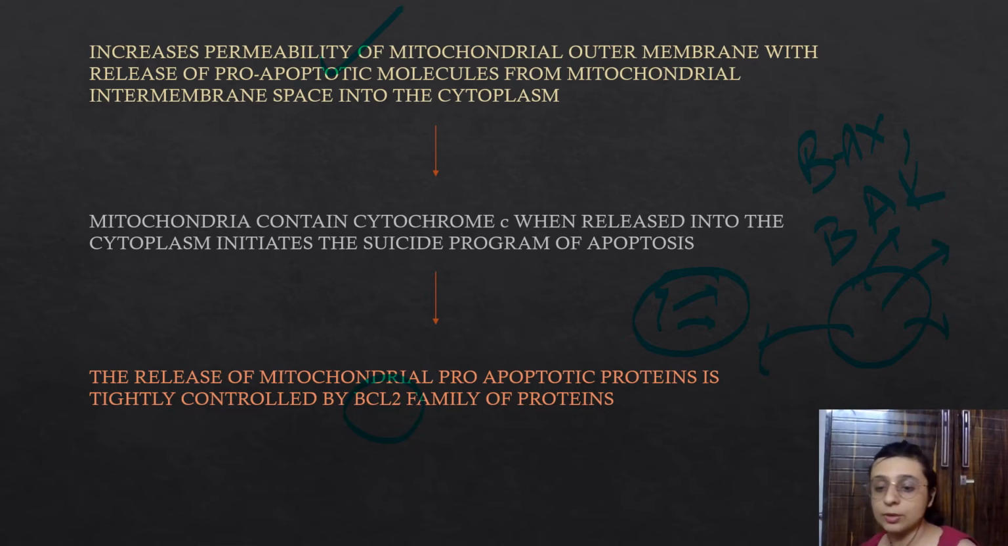So simply what you have to remember: when there is withdrawal of growth factors or DNA damage, all this damage will be sensed by sensors in your cell like ATM, which allows the activation of P53, and P53 will now activate the pro-apoptotic molecules. These pro-apoptotic molecules will increase the mitochondrial outer membrane permeability and cause the release of cytochrome C from the intermitochondrial membrane space into the cytoplasm. And then it will activate the apoptotic pathway.